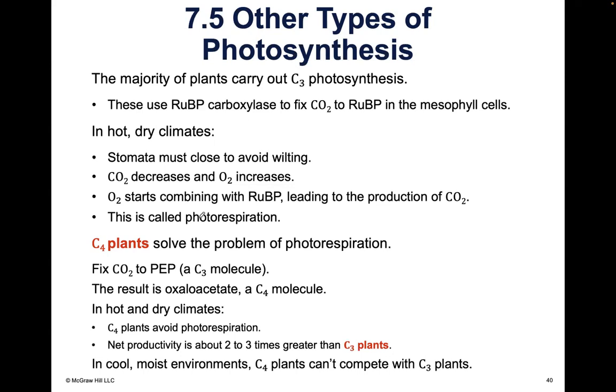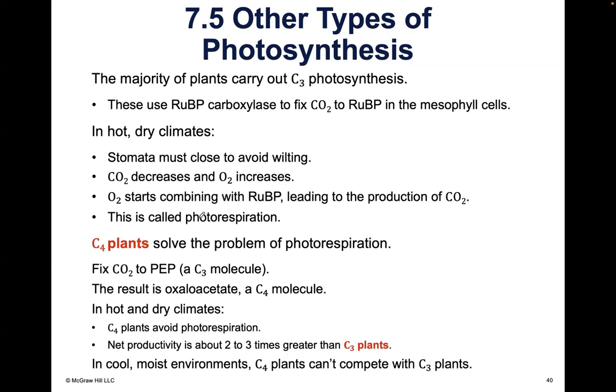Oxaloacetate is a C4 molecule. Mind you, it is the carbon from CO2 that is needed. The O2 is going to escape, but this carbon is what combines with the C3 to form a C4. So in hot and dry climates, the C4 plants would avoid photorespiration.